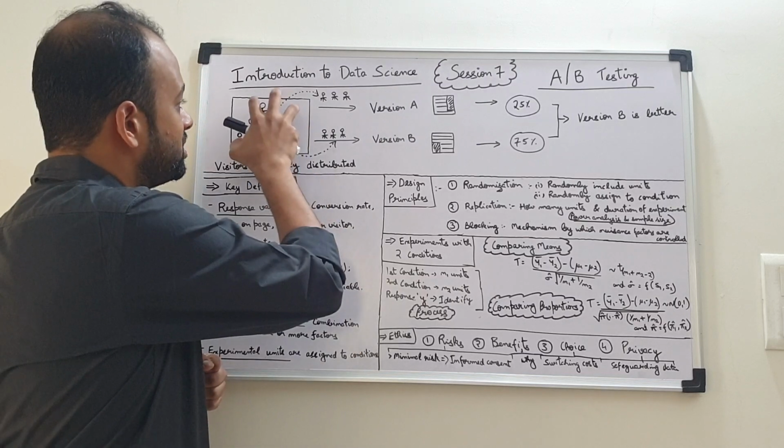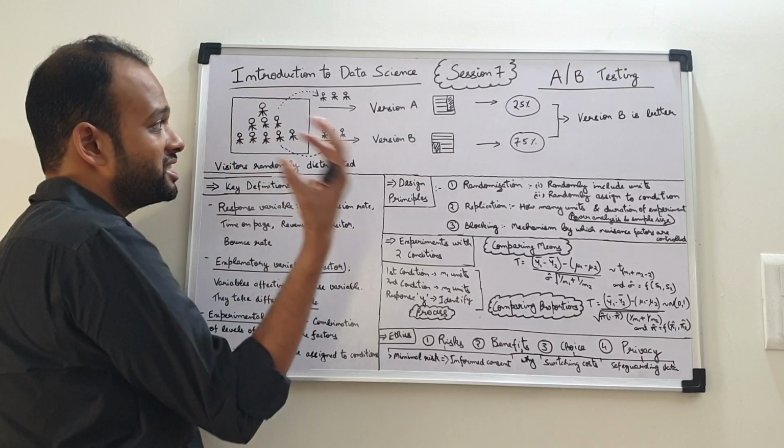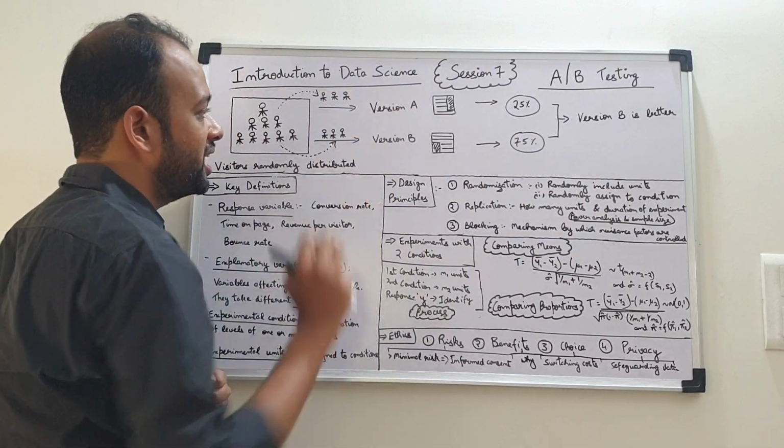This is basically talking about the part where we want to include units, but what I just explained was the second part, randomly assigned to conditions. So you're assigning to version A and B, right?